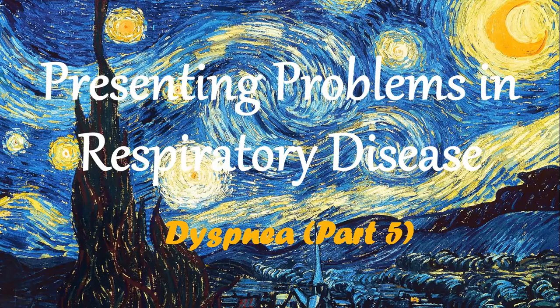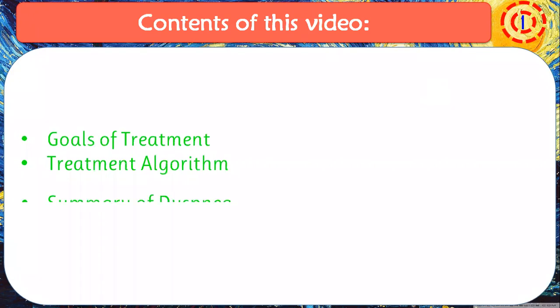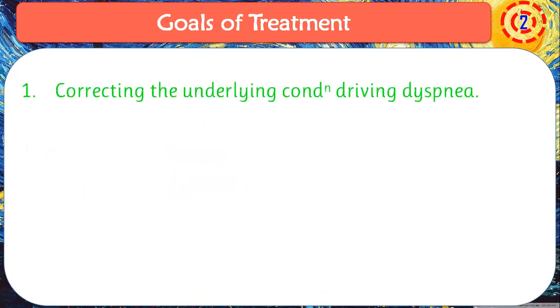Today, in this video of Respiratory Medicine Series, we shall be concluding our talks on the topic dyspnea. So the contents of this video are goals of treatment, treatment algorithm, and ultimately the summary of this whole series on dyspnea. So the goals of treatment would be, firstly, correcting the underlying condition which is driving dyspnea.